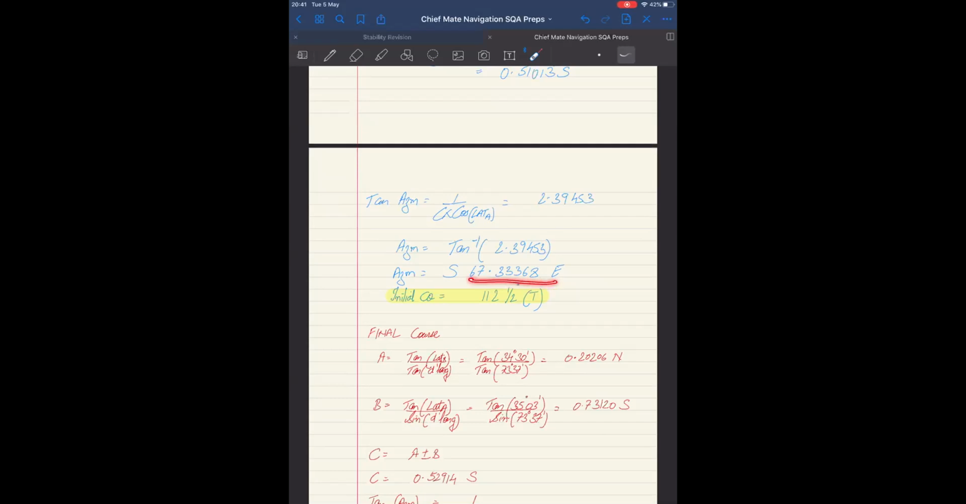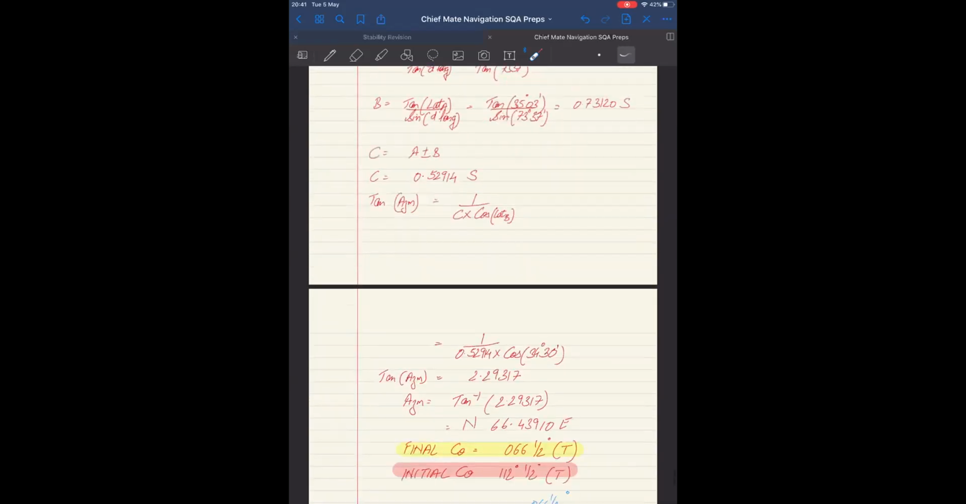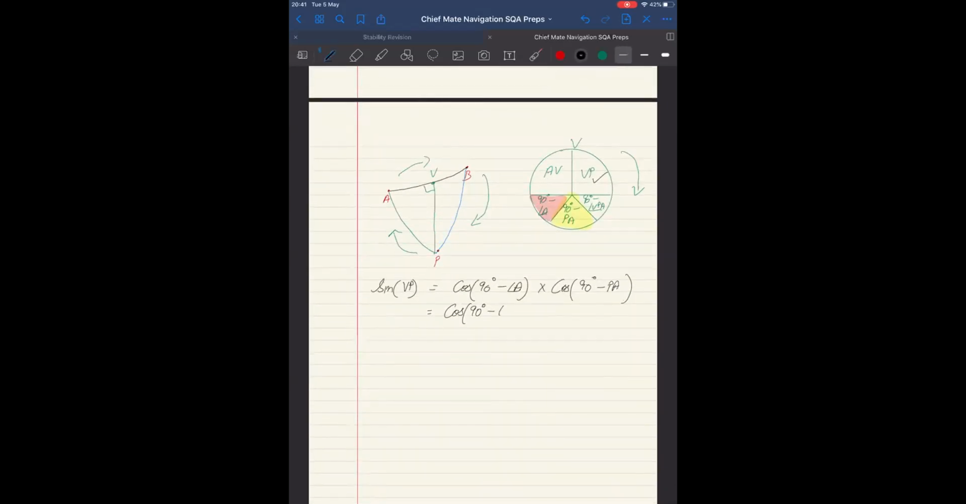We will use 67.33368 times cos of 90 degrees minus PA. So I will write it as 90 degrees minus my PA, which is the length of position A from the pole. So I will write it as 90 degrees minus lat A, and close the brackets.